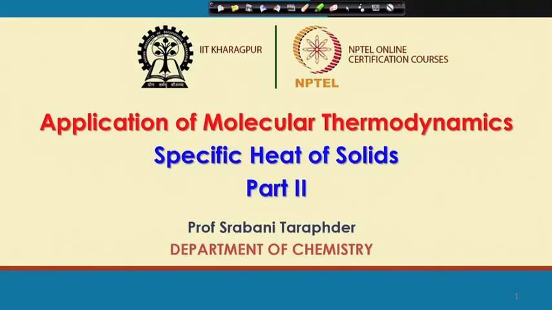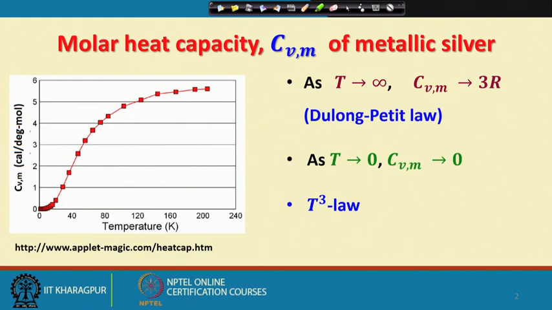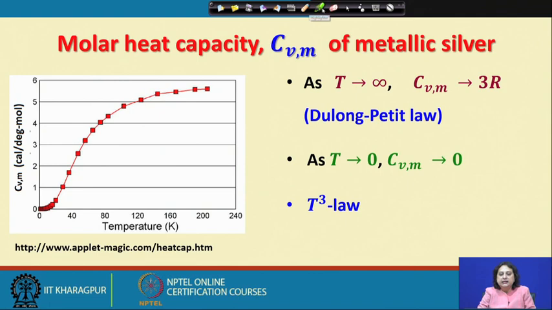Welcome back. We will continue our discussion on the application of molecular thermodynamics principles to the understanding of specific heat of solids, and this is the second part of our discussion. We have already seen that the molar heat capacity of an atomic solid is a function of temperature, and it goes to a constant value as we move to high temperatures, and it goes to 0 as we go to very low temperatures, and the value of Cv falls to 0 as T cubed.